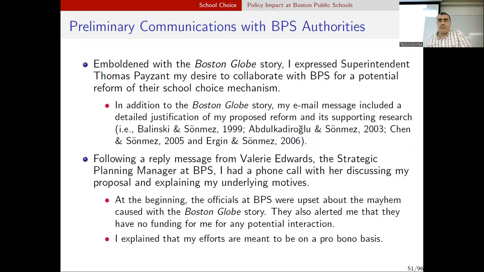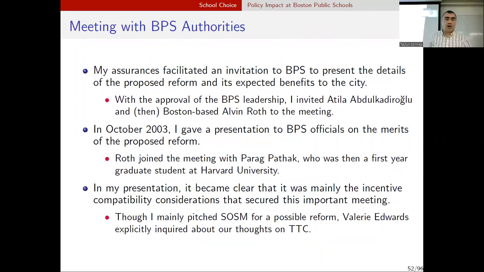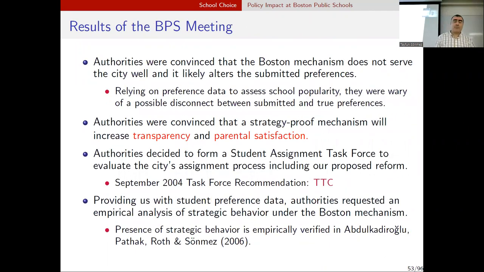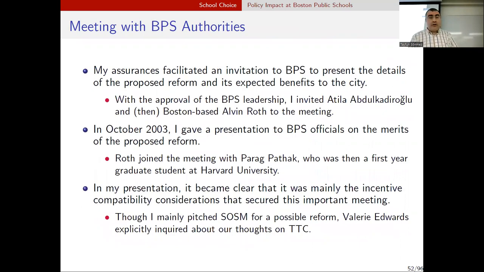They also alerted me that they have no funding for me for any possible interaction. I wasn't asking for any money in the first place. My motivations are purely academic and policy oriented. And all these years, all my work is pro bono. We never received any funding for any of our policy work. So my assurances then facilitated an invitation to BPS.